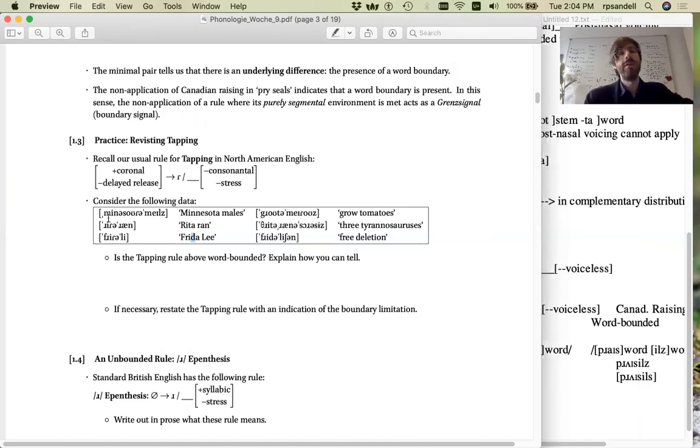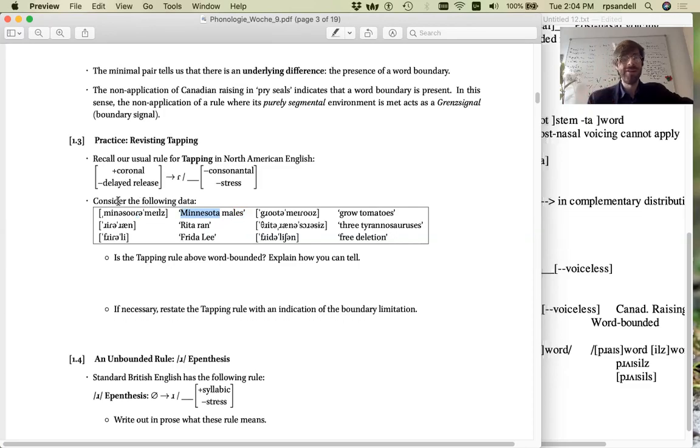So here, in the first example, Minnesota males, we can have a tap occurring for this underlying t and have Minnesota males. So in that case, the t is contained within the same word, the name of the state in the United States, Minnesota. And the tap can apply.